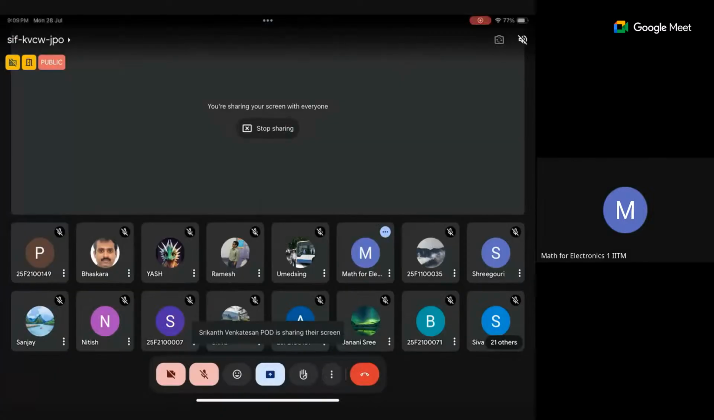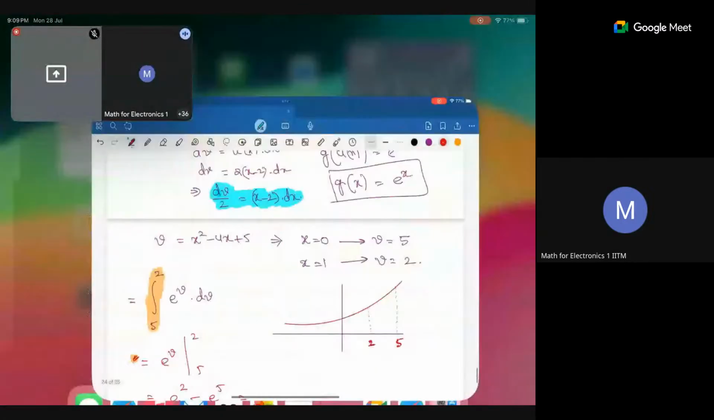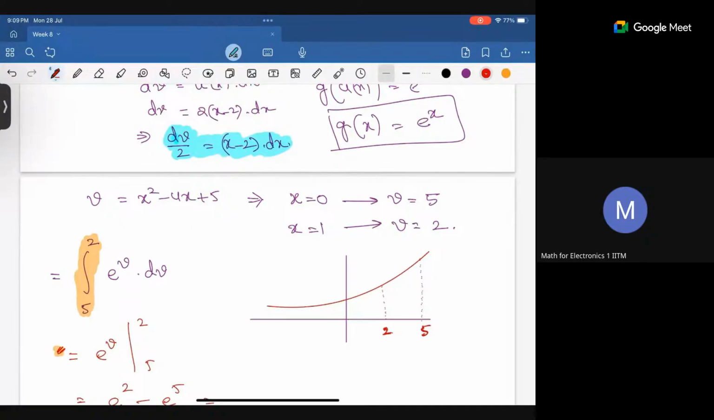Let me show you the actual representation. If the lower limit is higher than the upper limit, then what we do is we take a negative sign. I hope my screen is now visible.